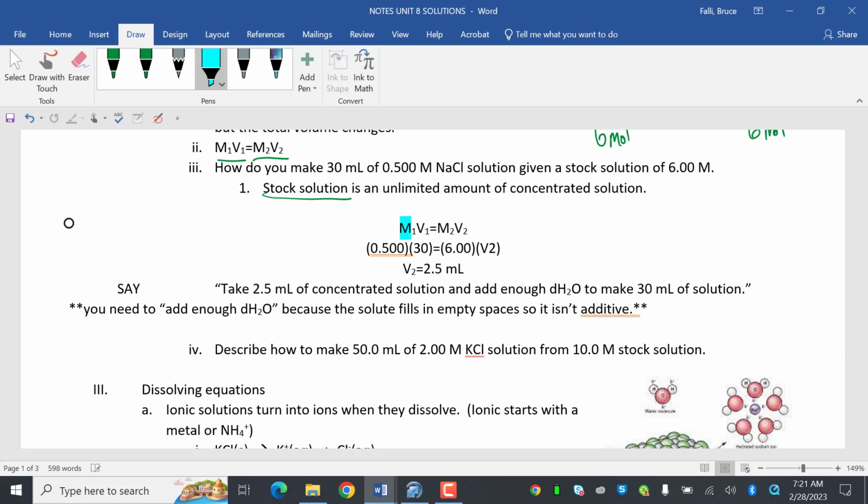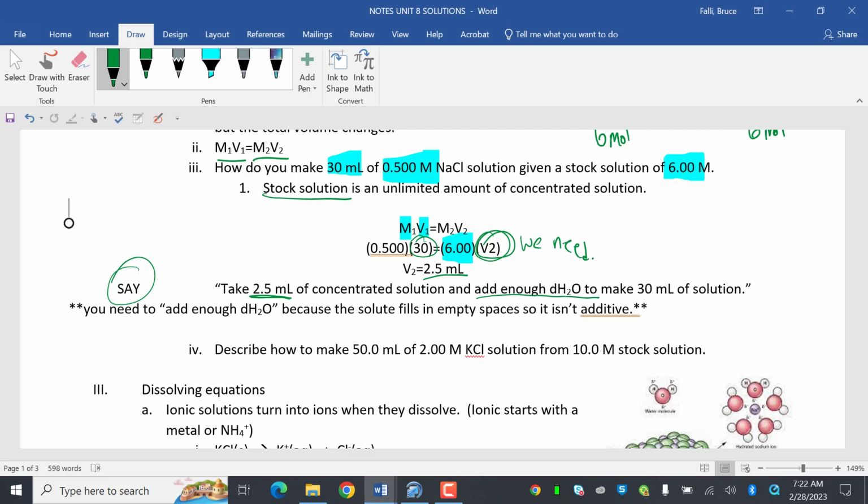All right, so M1 is the original molarity. V1 is the original volume. M2 is the other molarity. V2 is what we're going to have left over, which is the amount we need. Okay, so I need 2.5 milliliters, and what we're going to say is take 2.5 milliliters of concentrated solution and add enough distilled water to make 30 milliliters of solution. Remember, we want to make 30.